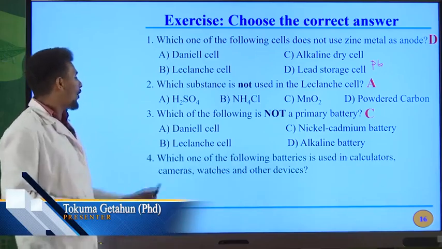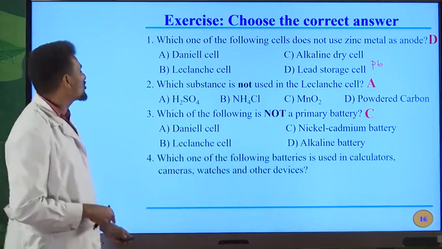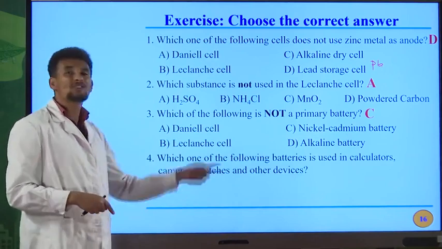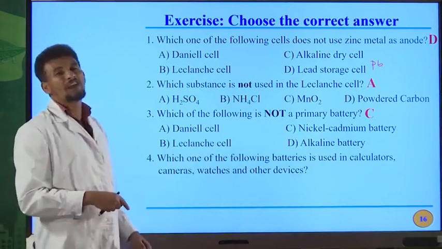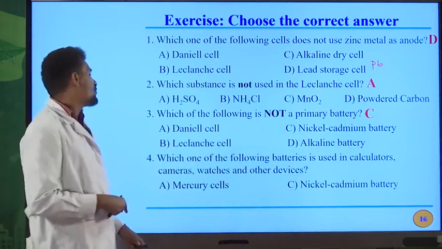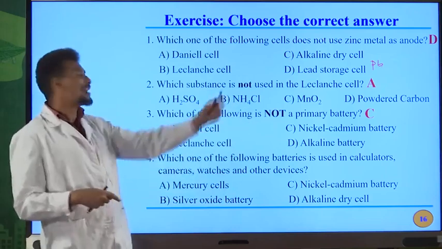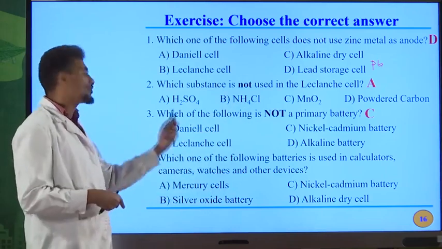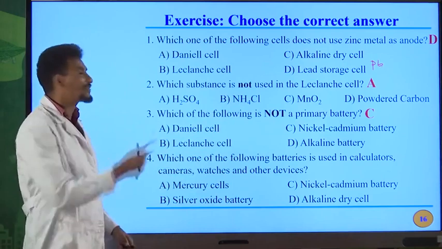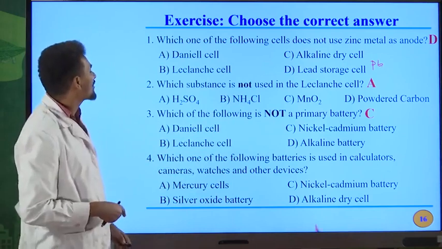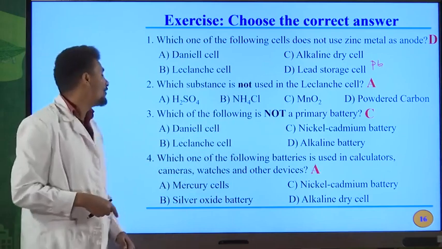Okay, question number 4. Which one of the following batteries is used in calculators, cameras, watches and other devices? Already we have seen this one. Mercury cells. Okay, mercury cells are used in calculators, cameras, watches and other devices. Therefore A is the correct answer for question number 4.